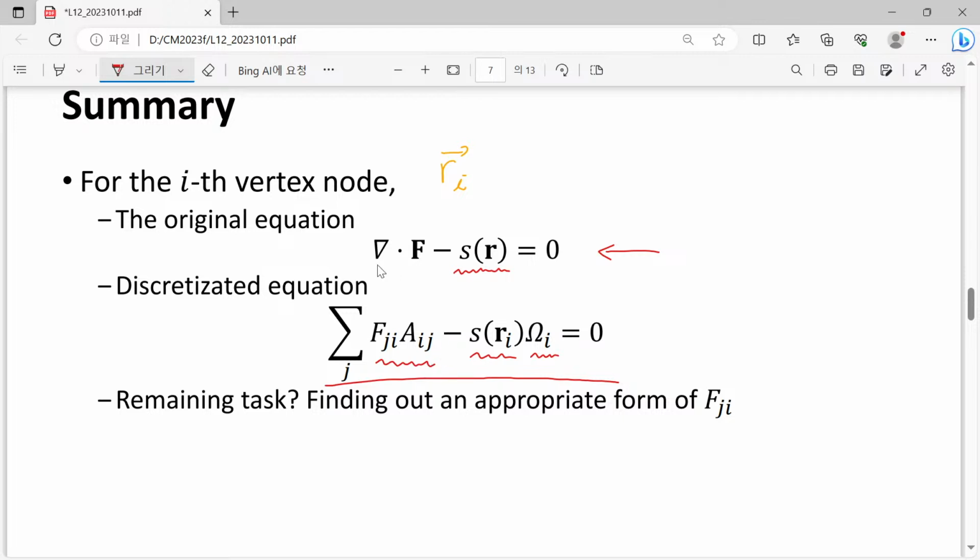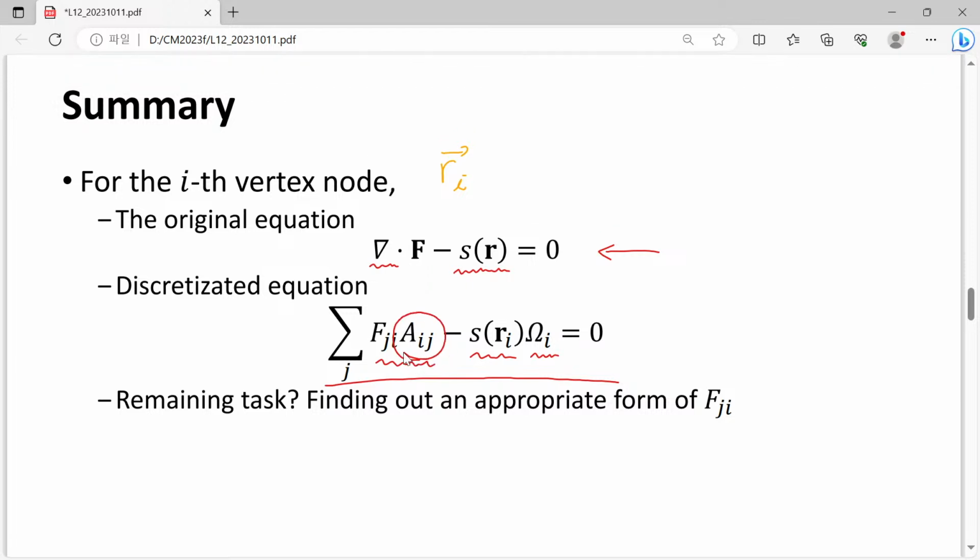So are you with me? This is just a first order derivative, and we multiply the volume. So that's the reason why eventually we have just a multiplied area term. Here we have a volume term. Okay. Then the remaining task is finding out an appropriate form of f sub ji.